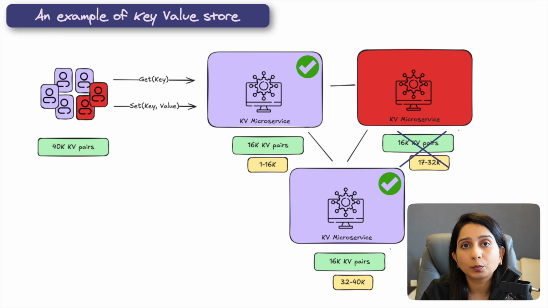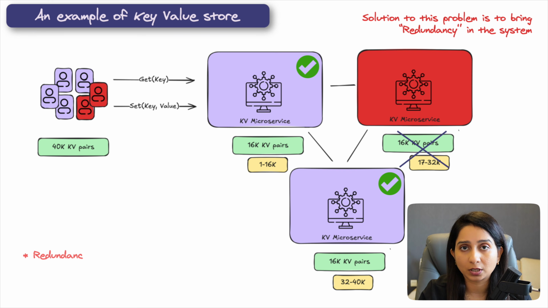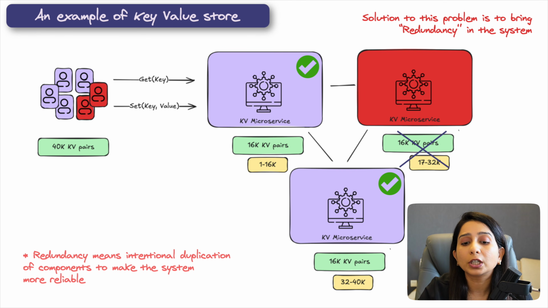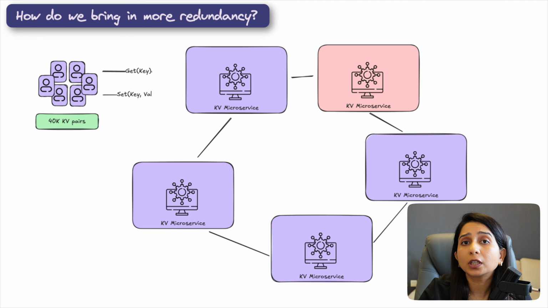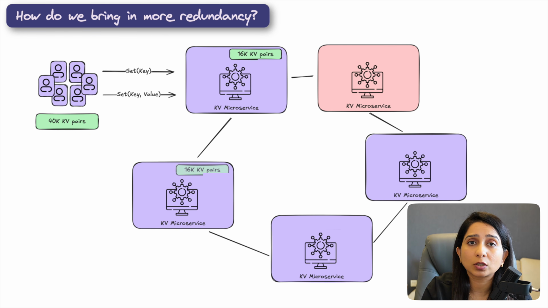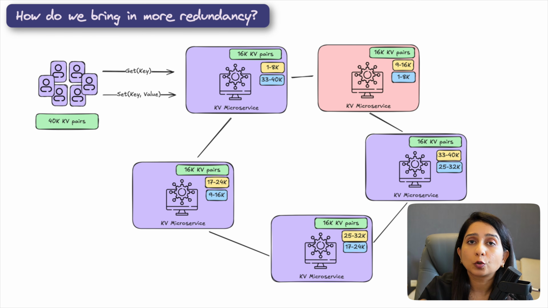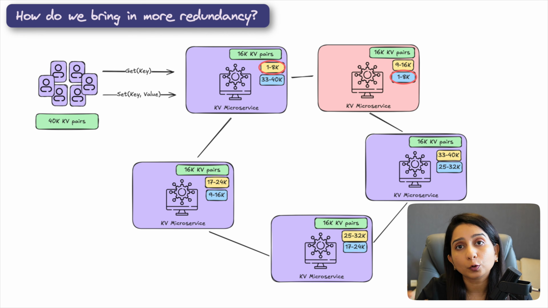So as you know, the answer is that you will have to bring redundancy into the system. You have to replicate this data so that you can serve your users even in case one of the machines goes down. So you bring in more machines. You now bring in 5 machines, and every machine is storing 16,000 key value pairs, but it is storing copies. So the first machine is storing 8,000 key value pairs, 1 to 8K, and another machine is storing a copy of those 8,000 keys.